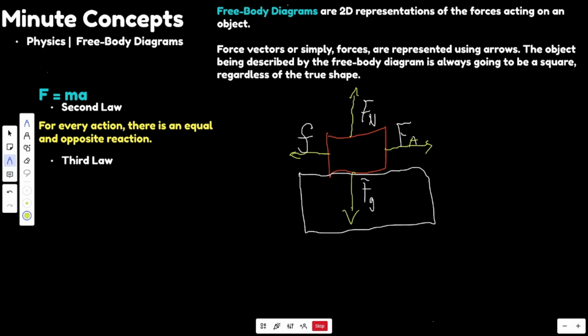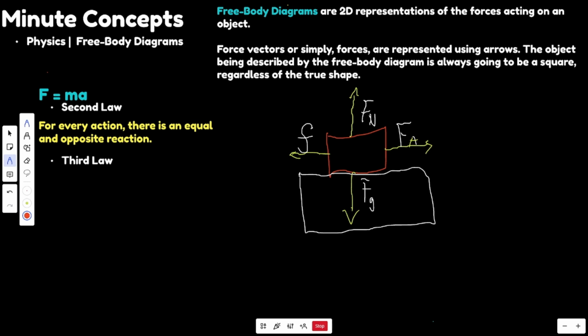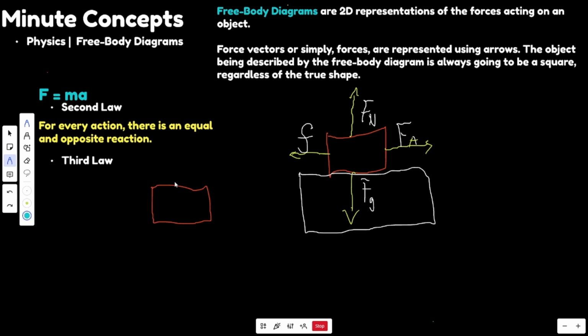So let's say I'll make another drawing here. I'll make a box that's hanging from a tree. Let's say it's hanging onto a tree by a rope. And if it's hanging onto a tree by a rope, that means there's a tension force going up, upwards towards the tree. Wait, let's use a blue one. Okay, there's an upward force caused by the tension of the rope holding the box towards the tree.